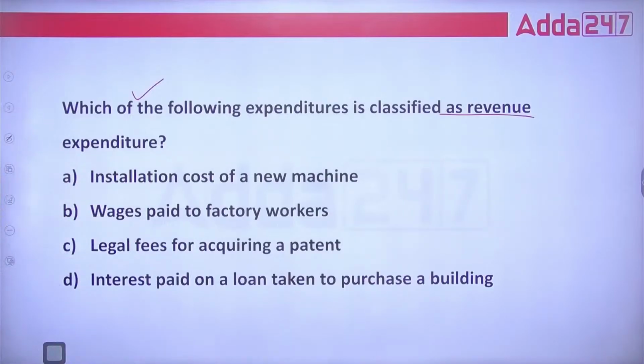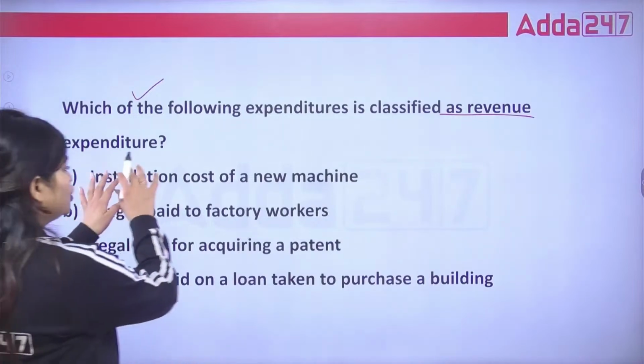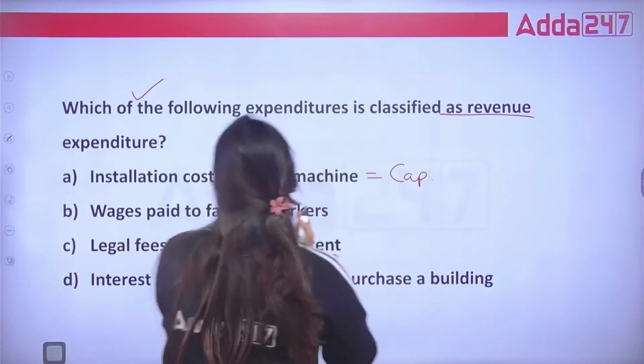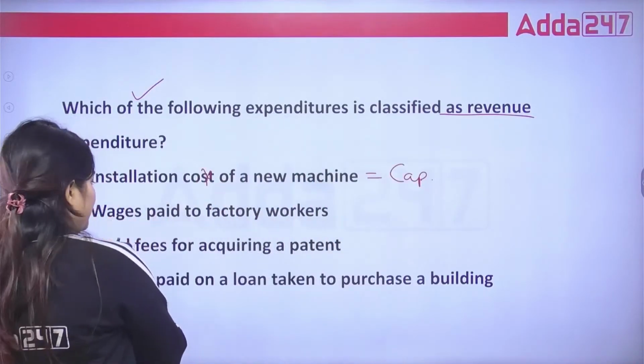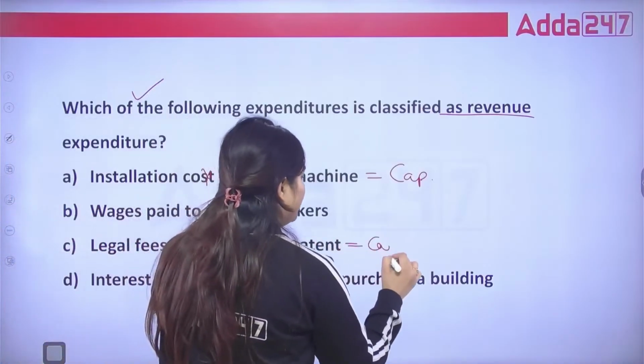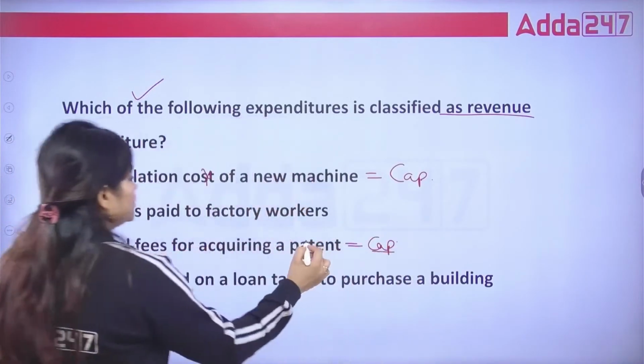Then, which of the following expenditures is classified as revenue expenditure? Installation cost of a new machinery, wages paid to factory workers, legal fees for acquiring a patent, interest paid on a loan taken to purchase a building. Now remember one thing, installation cost of a new machinery, this is of course your capital expenditure. This is not your answer. Then legal fees for acquiring a patent, this is also your capital expenditure. Correct. So this is also not your answer.